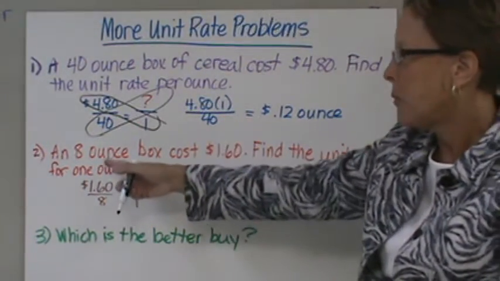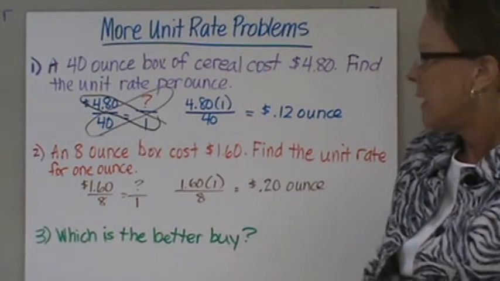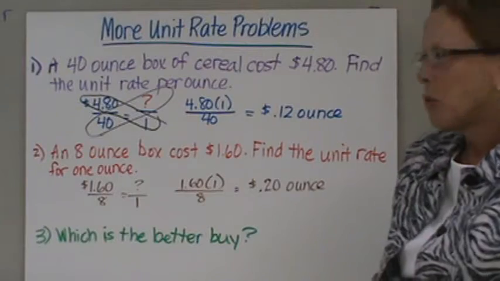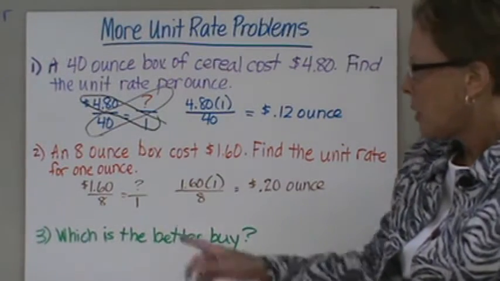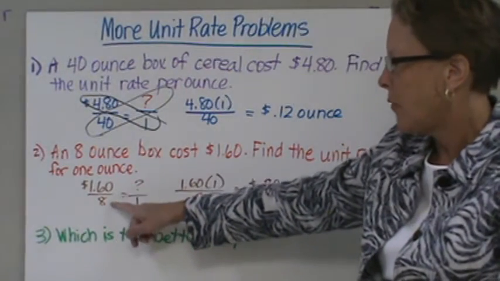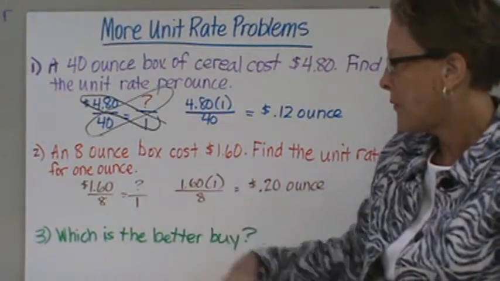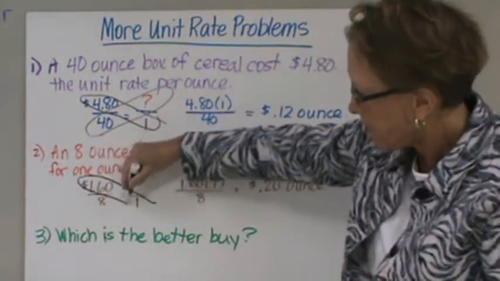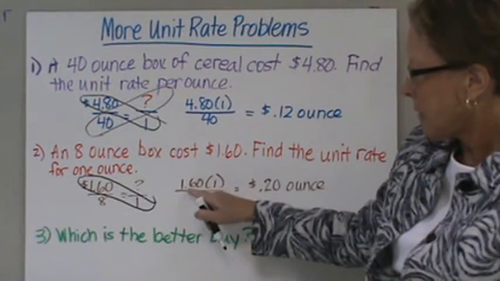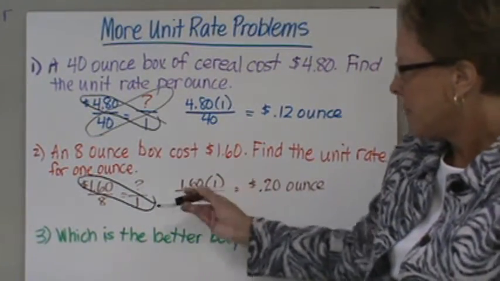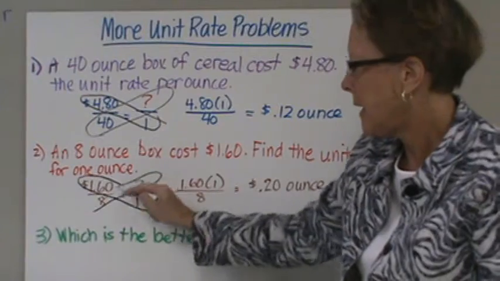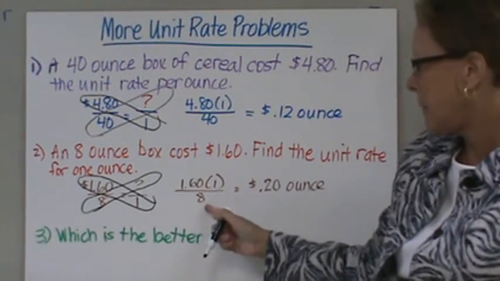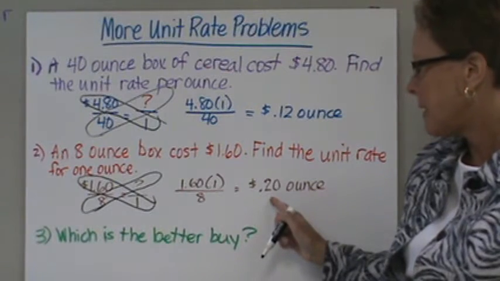In another problem, we've got an 8-ounce box, and it cost $1.60. So we're going to find the unit rate for 1 ounce. We've got $1.60 for 8 ounces. How much is it for 1 ounce? Again, we cross multiply. $1.60 times 1 divided by 8, the number with the unknown. So we divide by 8 and we end up with 20 cents an ounce.